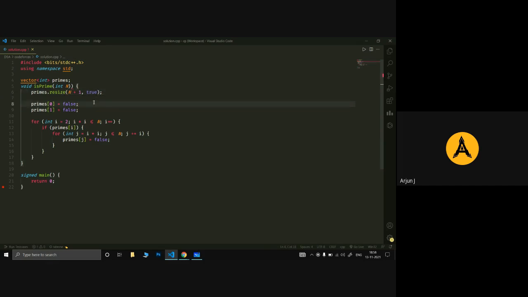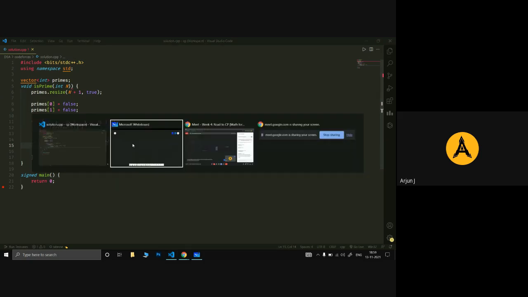And obviously prime of 0 and prime of 1 are going to be false, because these two numbers are not considered prime. And as I said, I'm going to run the for loop from 2 up to square root of n. So I have made it i into i is less than or equal to n. That means that i is less than or equal to square root of n. And if that particular number is a prime, then I run a for loop to mark all the multiples of the same to be false. Otherwise, what do I do? Otherwise, I skip and go to the next number and check if it is prime or not. I hope you are getting it.